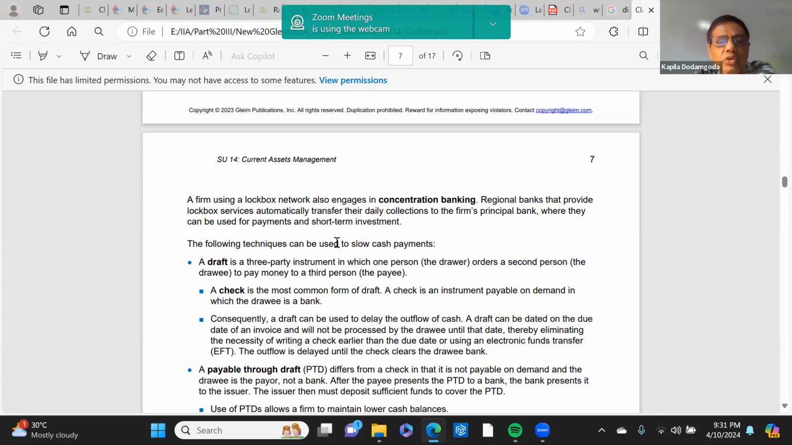The following techniques can be used to slow the cash payment. Now, here we have looked at what you can do as the person receiving the money, how you can make it faster to get the money. But on the other hand, if you are the person making the cash payments, theoretically you have to make it slower. It may not matter a lot for a small organization, but for a huge organization, even a 1 hour or 1 day difference can mean hundreds of millions of dollars that you are saving, and the interest on that. So for them, it is important. The following techniques can be used to slow the cash payment. What can we do? A draft.